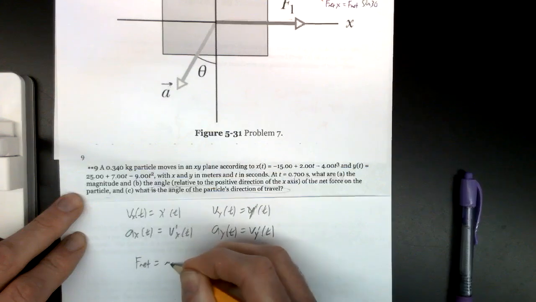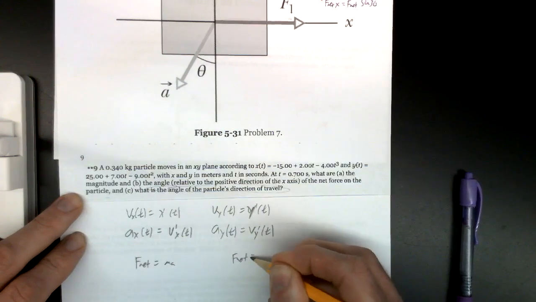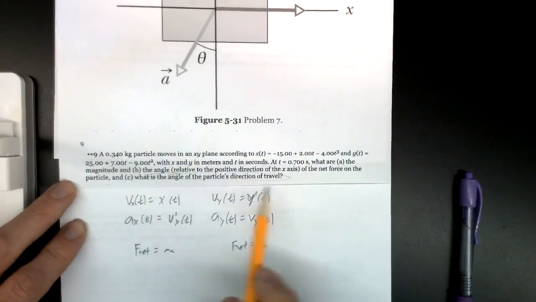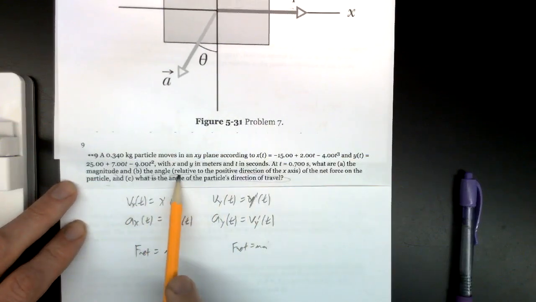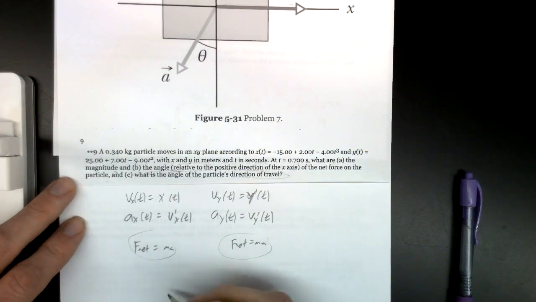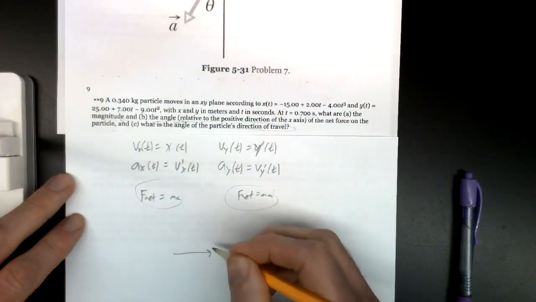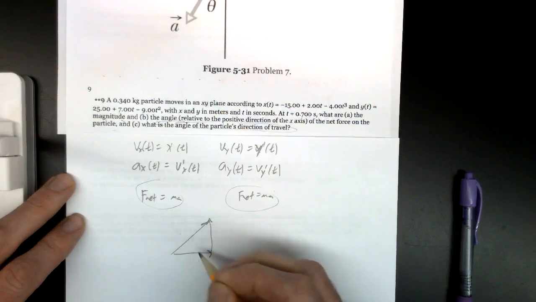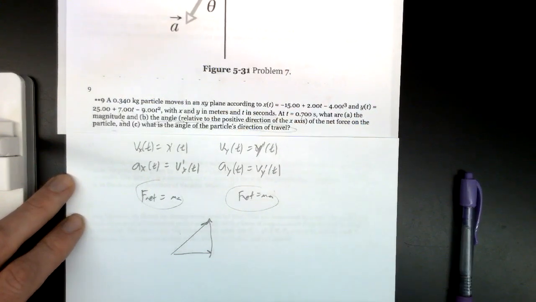F net equals ma over here, F net equals ma over here, and then let's see, the magnitude and the angle. So once I get the two forces, I don't know what directions they're going to be going in, but I'll have an x component and I'll have a y component, and I can find the overall result. I don't know if this is the right quadrant or anything, but you can work on that.